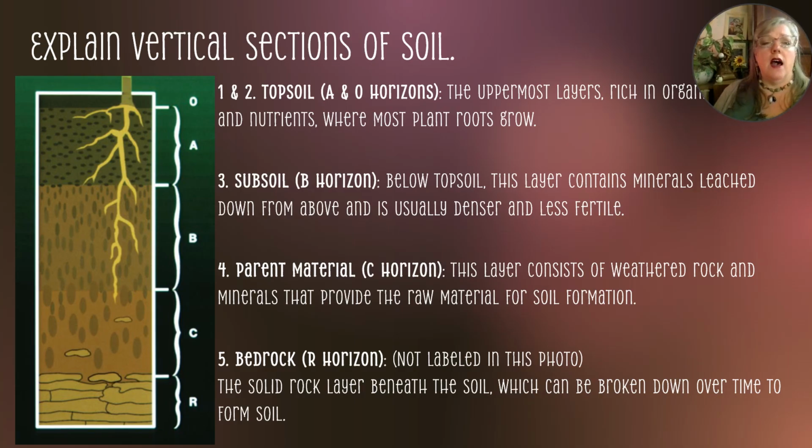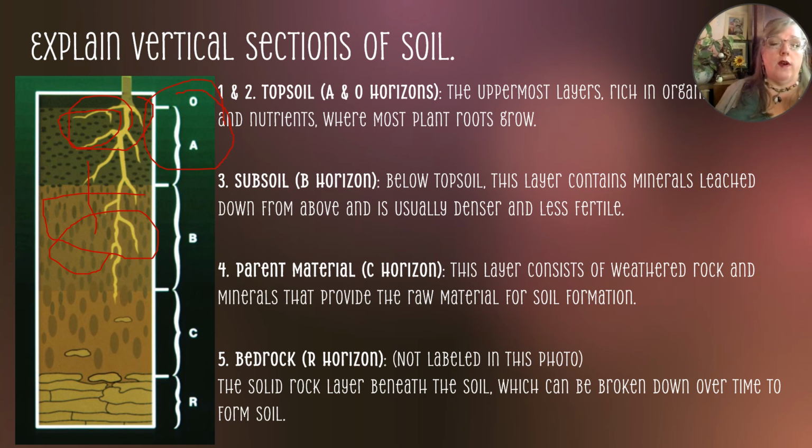Okay, first, 1 and 2 is stuck together here on this slide. It's the topsoil, the A and O horizons. All right, they're the uppermost layers, the rich organic matter and nutrients where most of the plants grow. So that A and O together makes your topsoil. Then the subsoil is B, okay, down here. It contains minerals leached down from above, and it's usually denser, meaning thicker, but also less fertile.